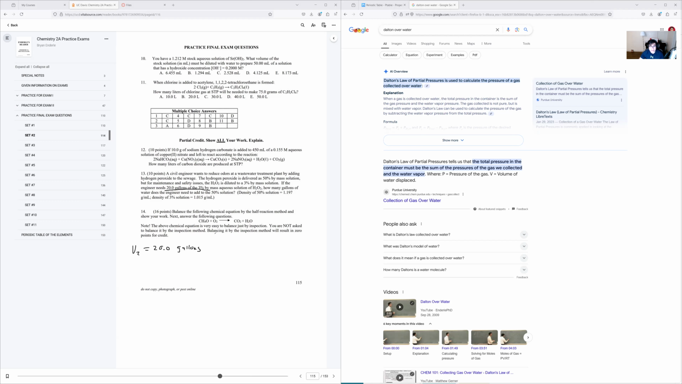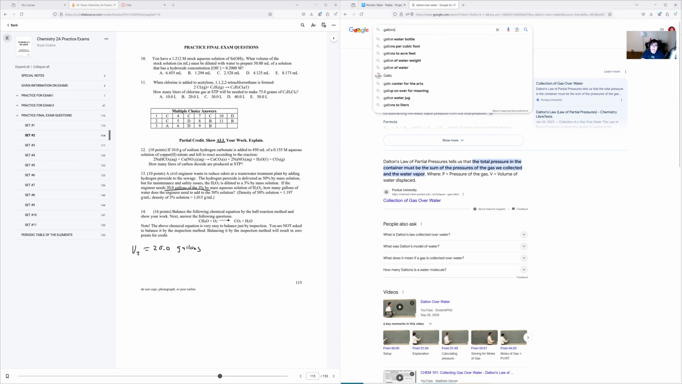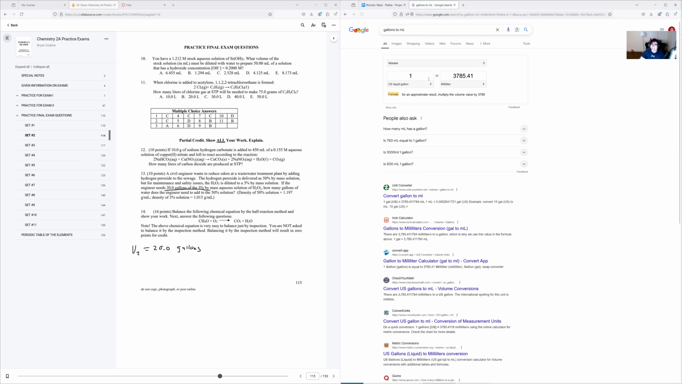They're giving us the density. Yeah, so that gives us the mass of the solution, and then it's 50 or 3% of that. So first we have to convert gallons into milliliters. I don't know it, and you guys are giving it, so I'm just going to go ahead and do that. Great.